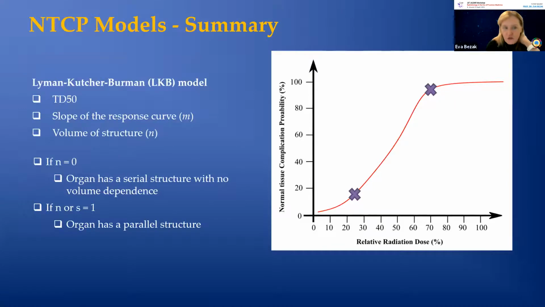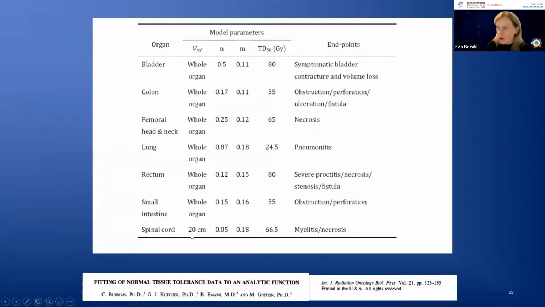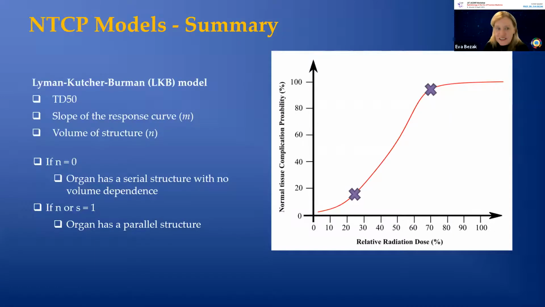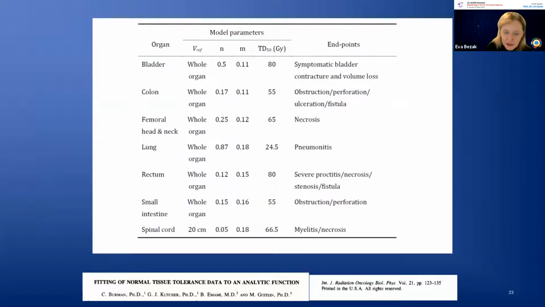If the volume parameter n or s is 0, the organ has a serial structure with limited to no volume dependence. But if n or s is 1, the organ has a parallel structure and will have a strong volume dependence. But as you can see, I need to know what the TD50 is, what m is, n is, gamma is, or s is. So the big question, the million-dollar question, is where do I get all this data to fit within these models? And this is basically where the Emami and Lyman-Kutcher data papers have provided to us.